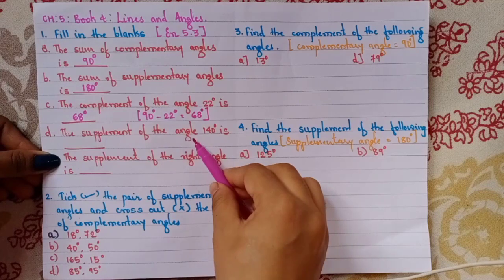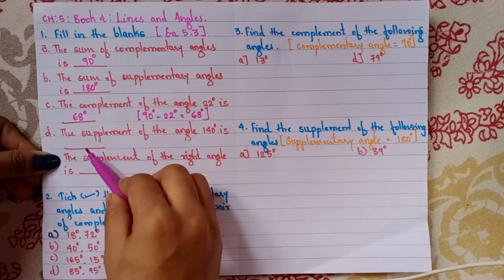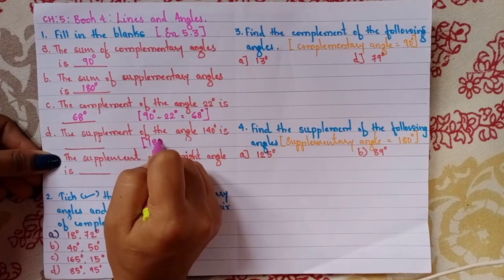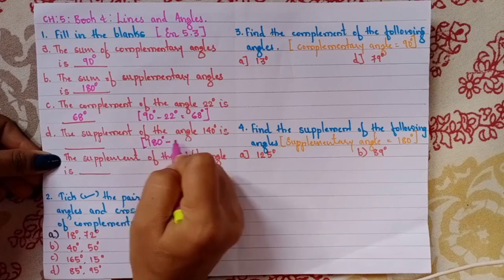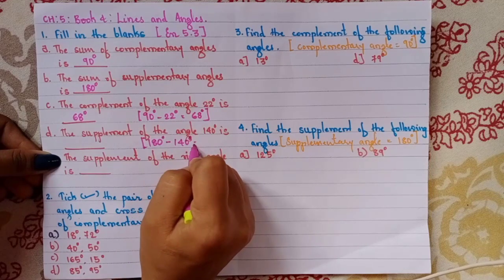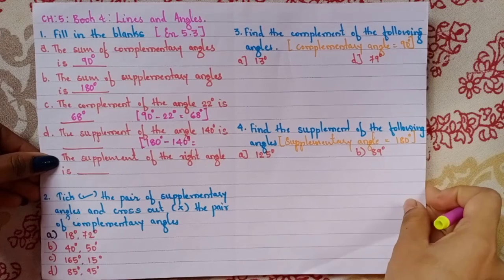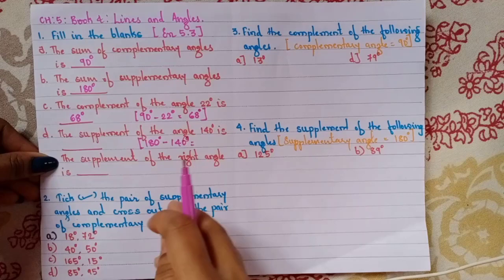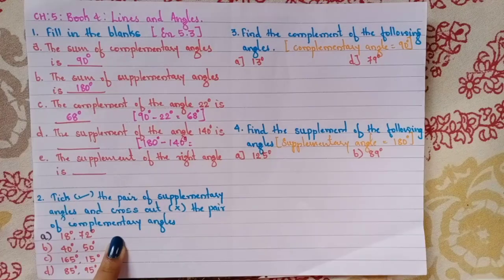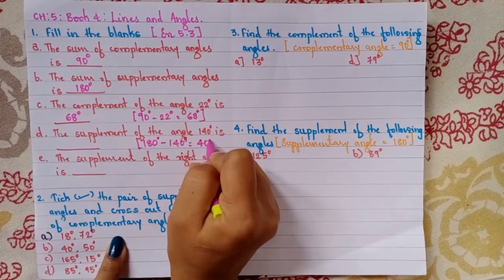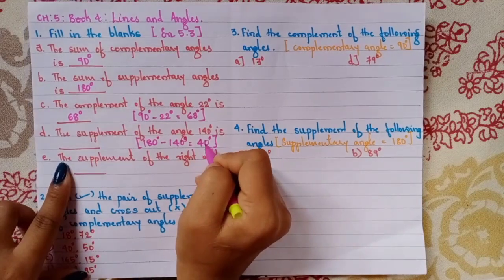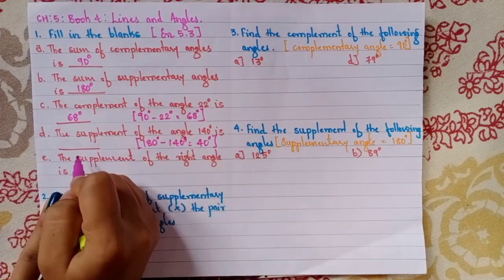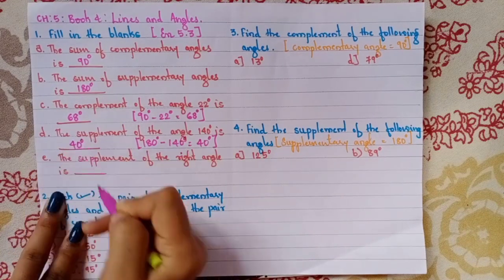The supplement of the angle 140 degrees is dash. Supplement angle means 180 degrees. Out of 180 degrees we have 140 degrees, an obtuse angle they have given. We have to find the acute angle, how many degrees it should be to make those angles supplementary. So let's subtract and find the answer. Thus the angle will be 40 degrees. When we add 40 degrees to 140 degrees, that makes a total of 180 degrees. Therefore our blank should have 40 degrees.